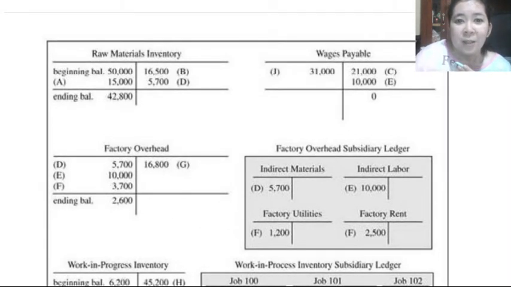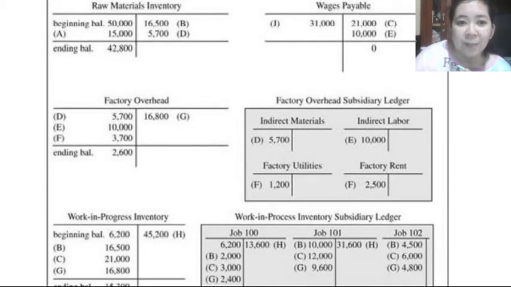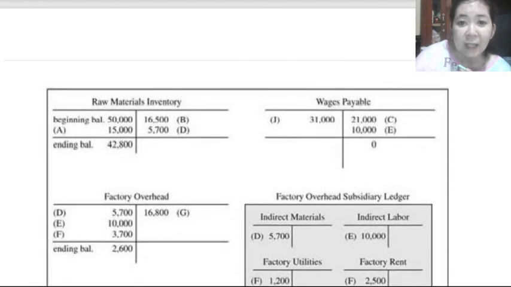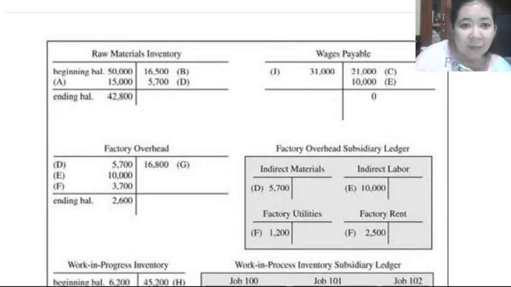Another is for factory overhead: letter D, letter E, and letter F. So 5,700 is indirect materials, 10,000, letter E, is for indirect labor, and factory utilities and factory rent is 3,700. So the total factory overhead is 2,600.